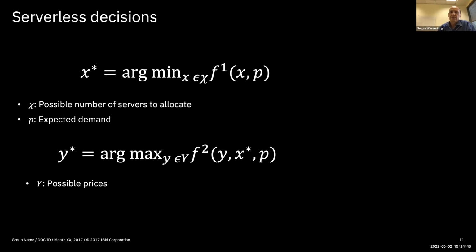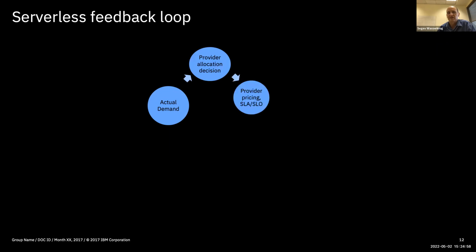But what could happen is that I have my actual demand that I use to predict. I make my decision. I do the pricing based on it. But then the client sees the price that I charge for the serverless function, and they may say, okay, I want to use less than what I predicted. So now the demand is going to drop. And I already have these machines up. I've already allocated them. I've purchased them. I've dedicated them. What do I do? I'm stuck.